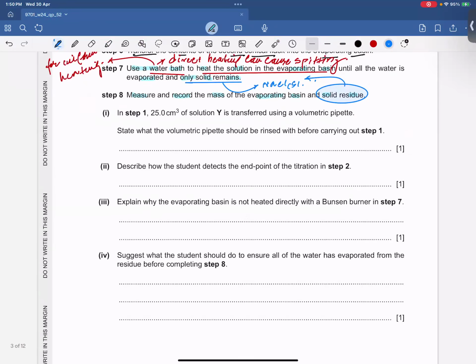Okay. 25 cm cube of solution Y is transferred using a volumetric pipette. State what the volumetric pipette should be rinsed with before carrying out step 1.